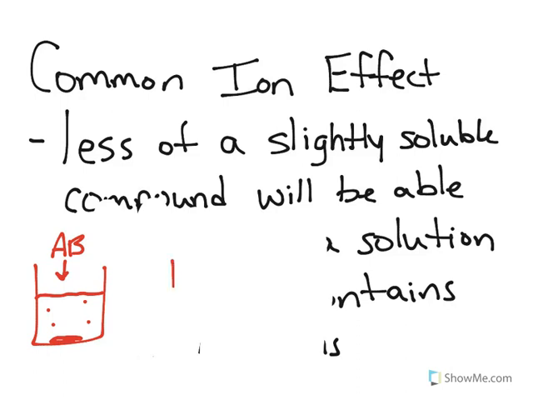However, if I were to try to dissolve the same amount of AB into a solution that already contains either A or B or both, if there's already AB present here, then even more of this AB will sit as a solid down at the bottom. The presence of those ions make that ionic compound less soluble.